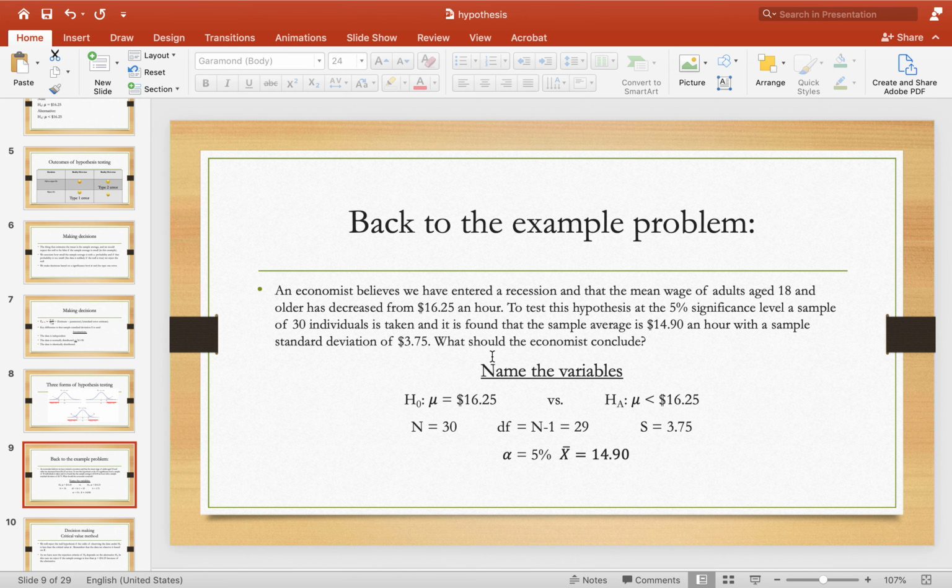So all of this information from Name the Variables comes from this problem in which the economists believe we've entered a recession and the mean wage of adults aged 18 and older has decreased from 1625. Well, I've just stated the null and the alternative there. To test this hypothesis at the 5% significance level, that's alpha, a sample of 30, that's n, observations is taken, and the sample average x bar is found to be 1490 an hour with a sample standard deviation s of 375. Well, we're trying to determine what the economists conclude, so let's go about that.